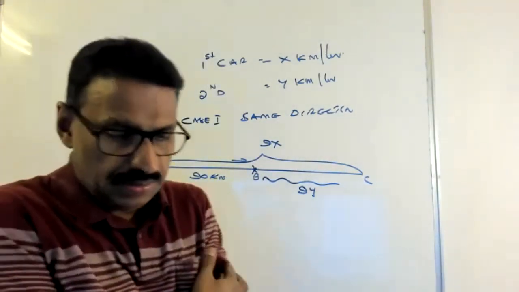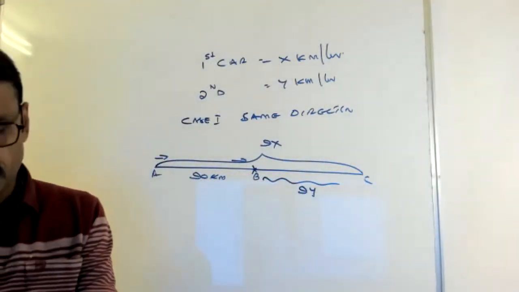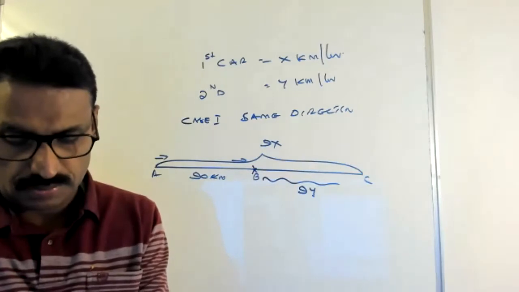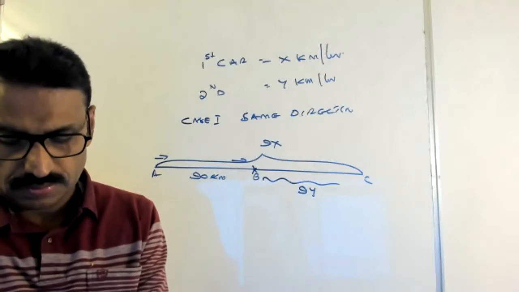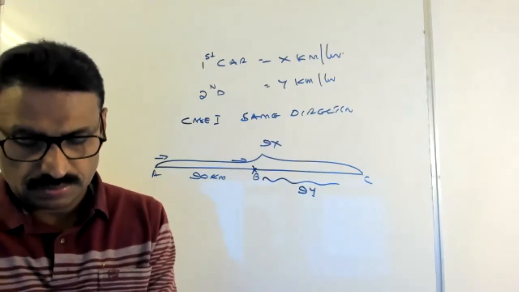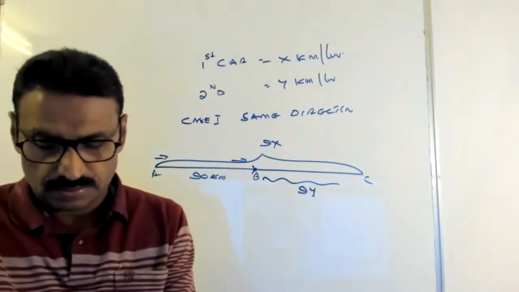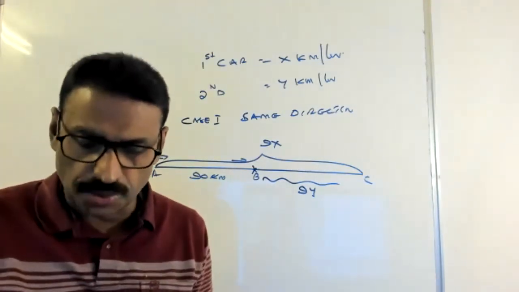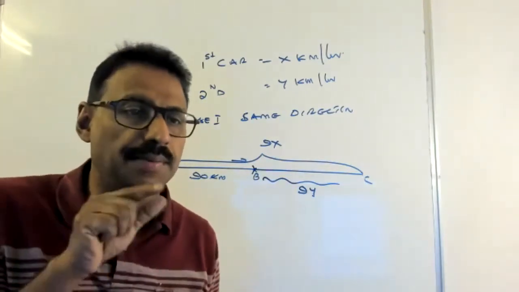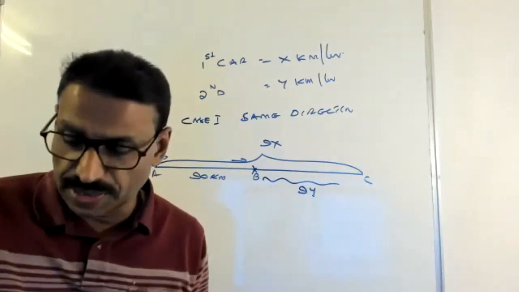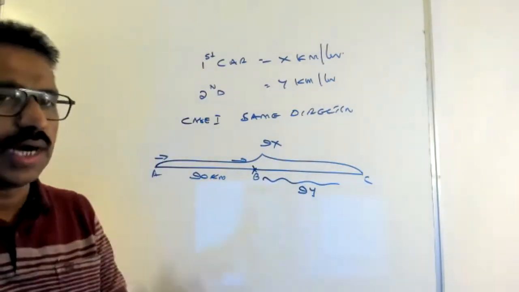Can you read the question? Everyone listen. Points A and B are 90 kilometers apart from each other on a highway. A car starts from A, another from B at the same time. If they go in the same direction, they meet in 9 hours. Okay, stop there. Look, here there are two cars.